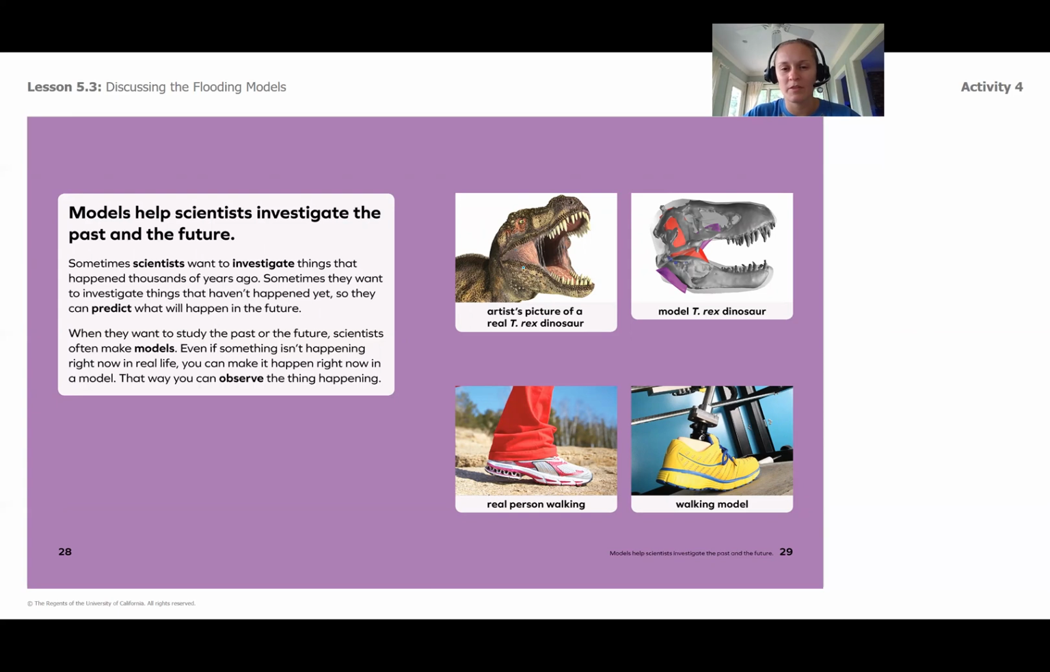So we've got a couple of things here. We've got an artist picture of the real T-Rex. We've got a model of a T-Rex. We've got a real person walking, and then we've got like a model walking in that shoe.